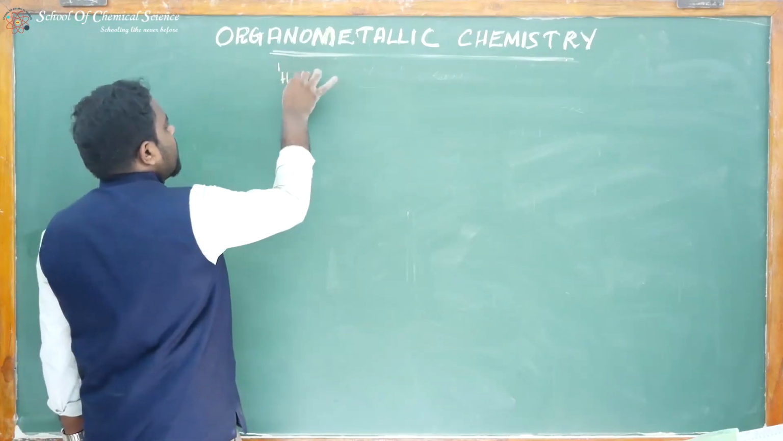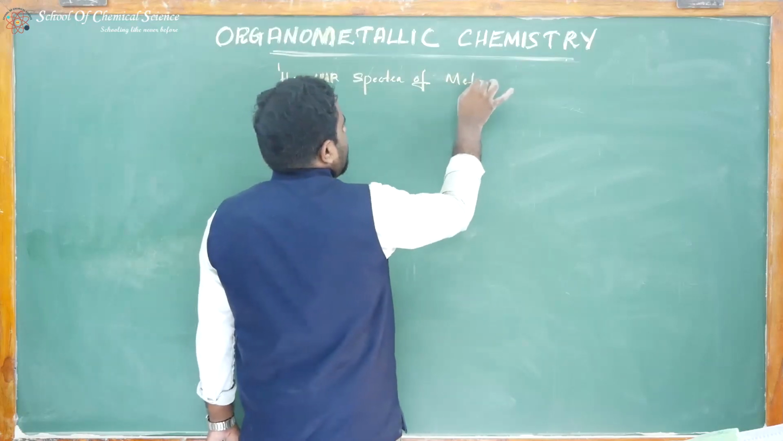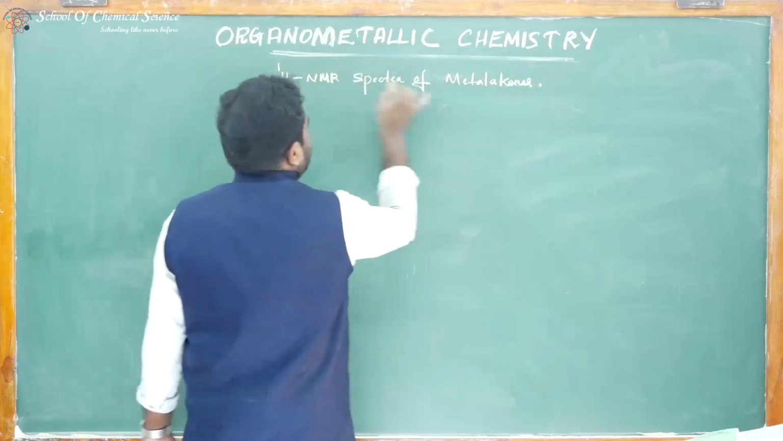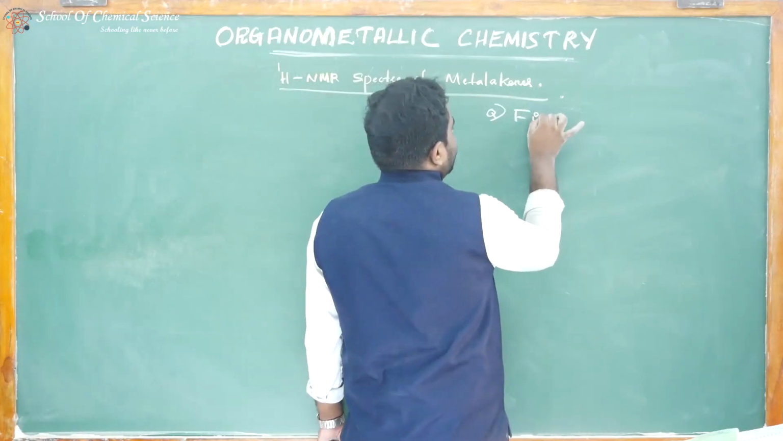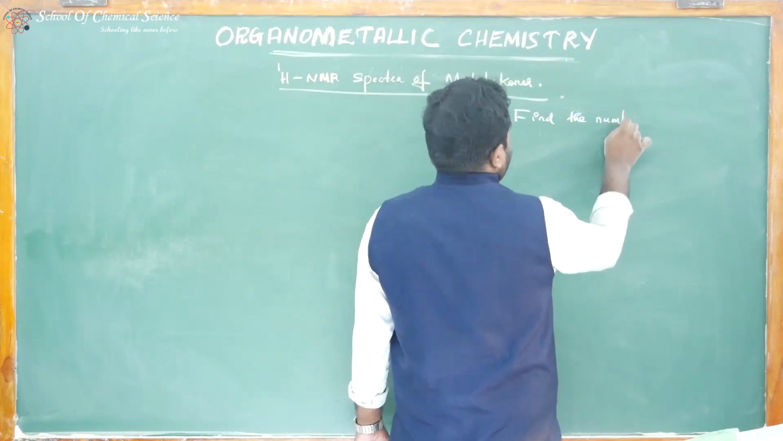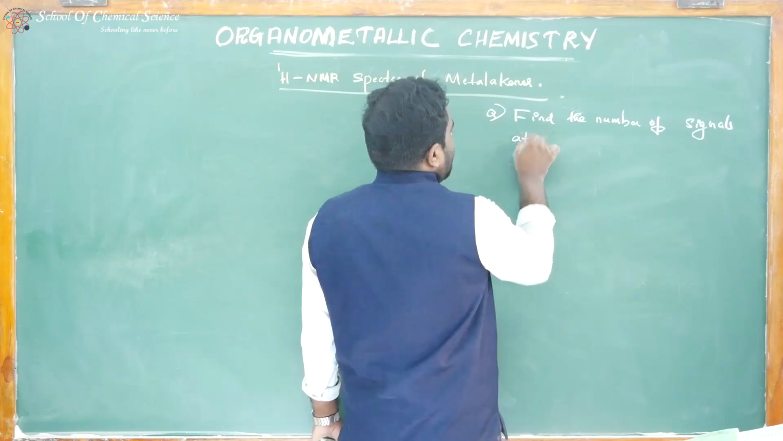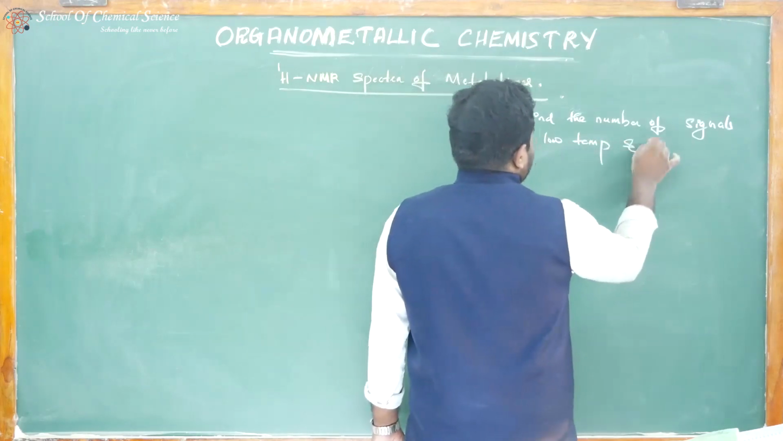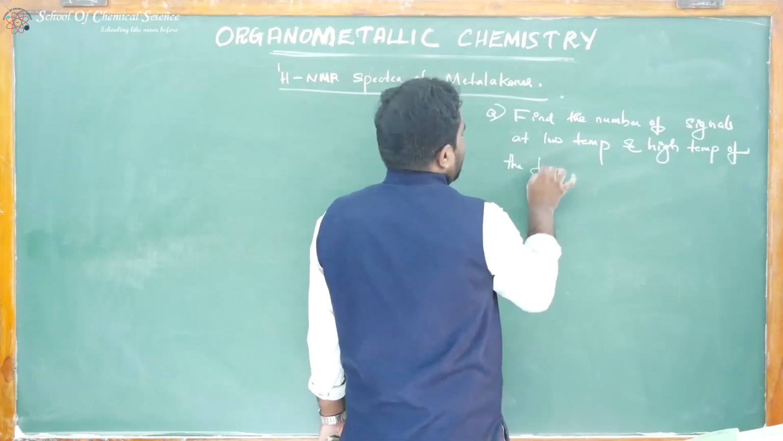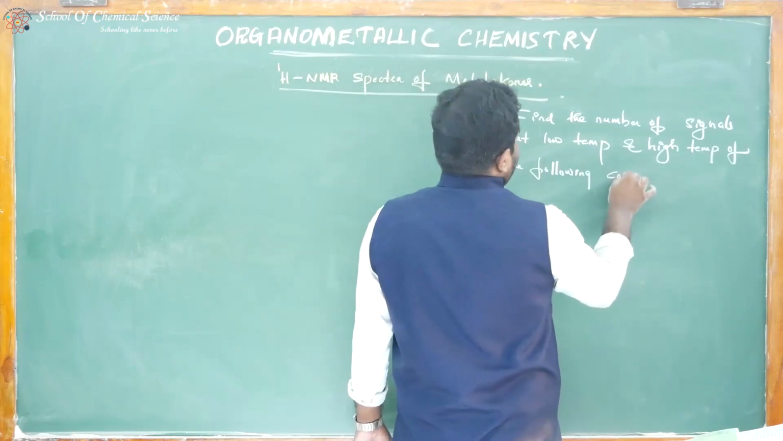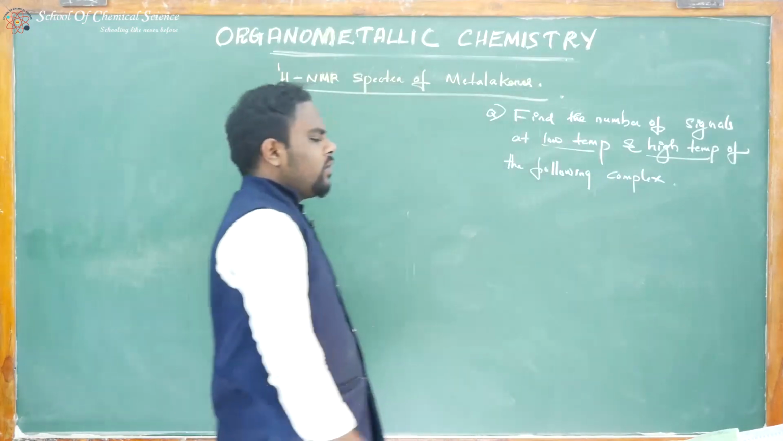H1 NMR spectra of metal alkenes. Write a question: find the number of H1 NMR signals at low temperature and high temperature of the following complex. You have to find the number of H1 NMR signals at a low temperature and at a high temperature of the following complex.